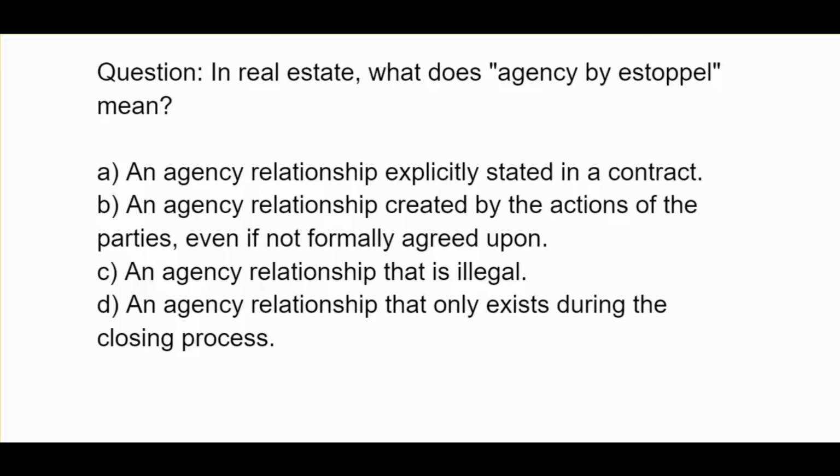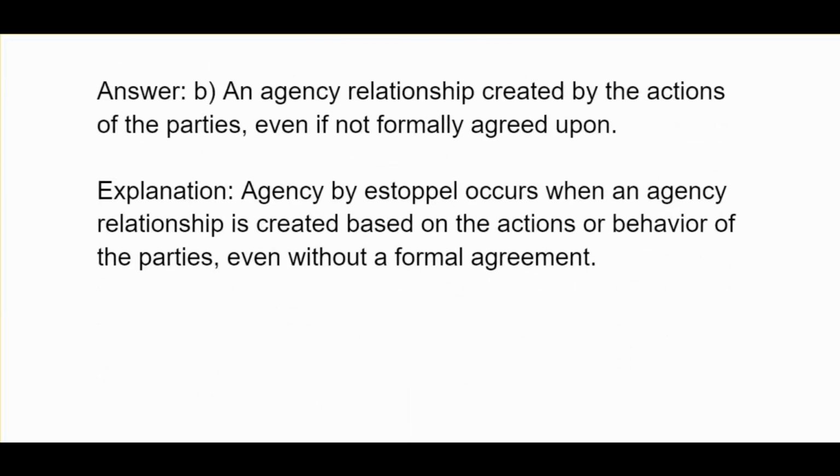In real estate, what does agency by estoppel mean? B, an agency relationship created by the actions of the parties, even if not formally agreed upon. Agency by estoppel occurs when an agency relationship is created based on the actions or behavior of the parties, even without a formal agreement.